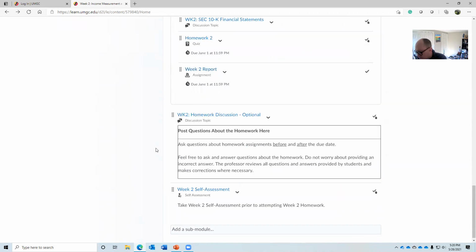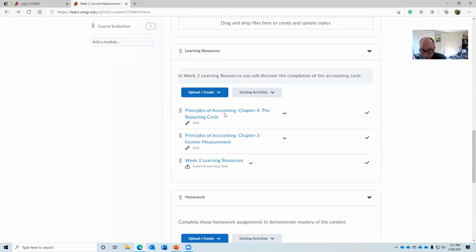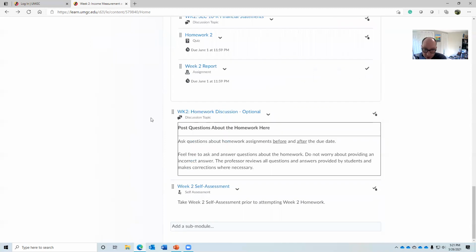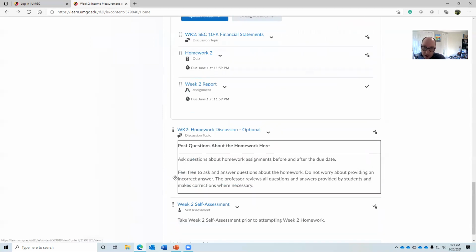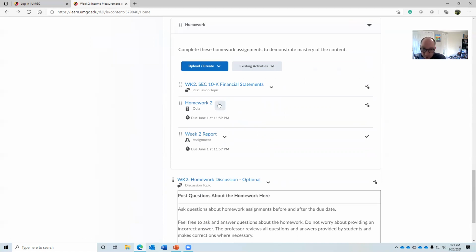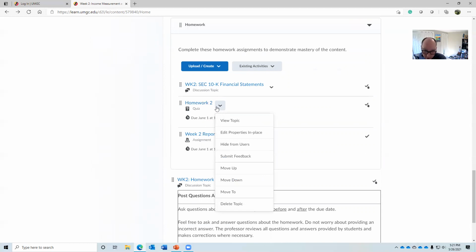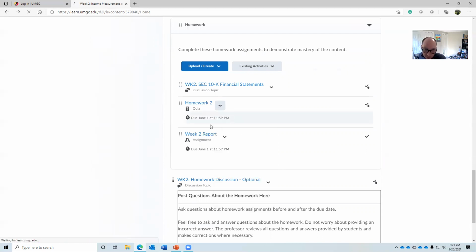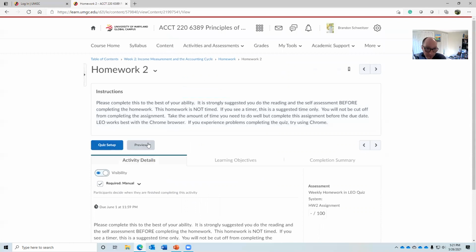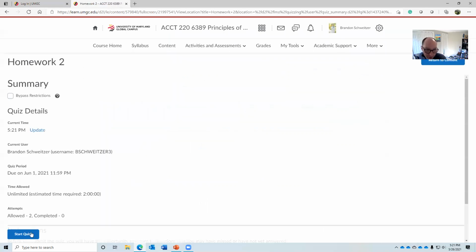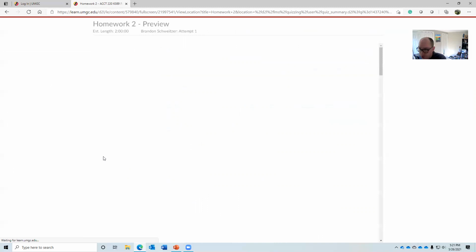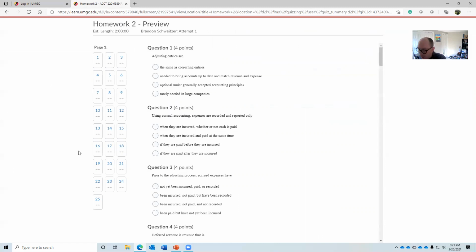My recommendation, as always, to be successful on the homework is to first read through the learning resources. Second, go through the week 2 self-assessment, and then attempt the homework assignment. Just to kind of show you what the homework assignment looks like. So if we look at the homework assignment, just as before, it's 25 questions. You get 2 attempts at it. Each question is worth about 4 points.